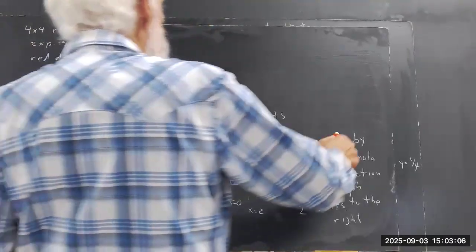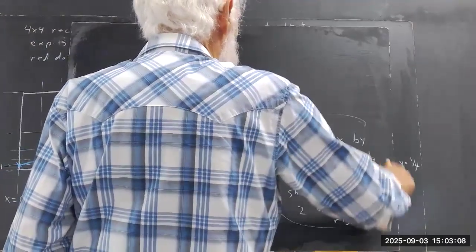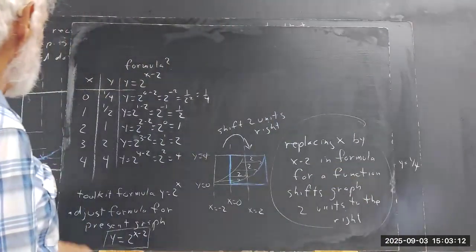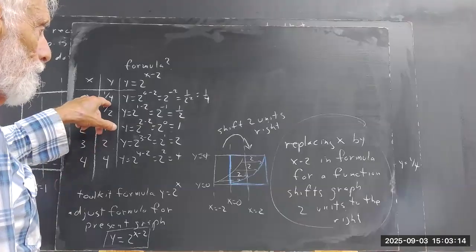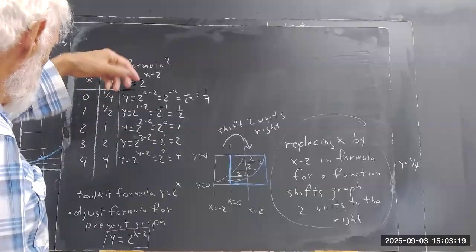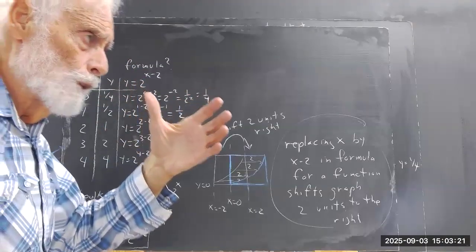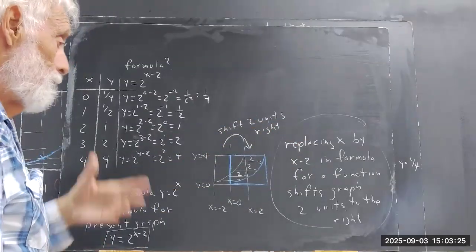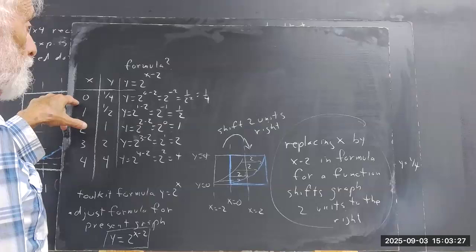And that's for any function, any graph. It replaces all the x's in the function by x minus 2. Well, that means, like here, you get 1/4 instead of at x equals -2, as it was for the original toolkit function, the first graph we made in this whole video. We've got to go to x equals 0.